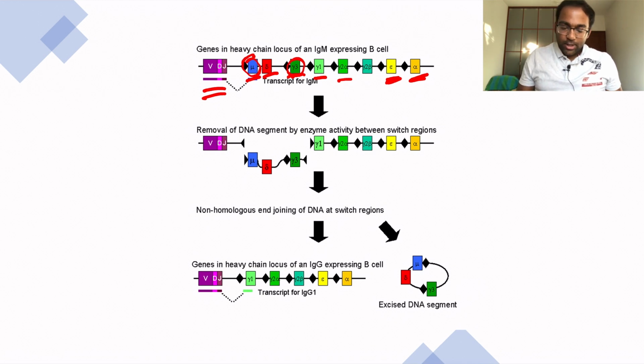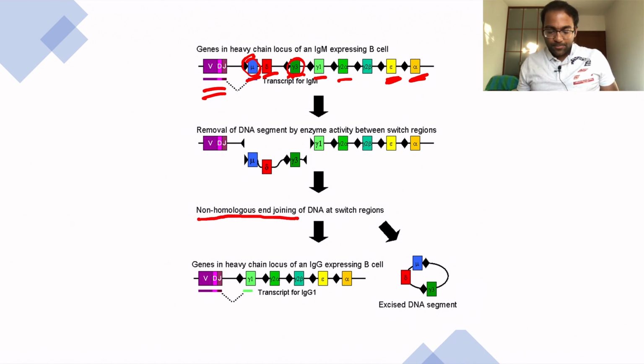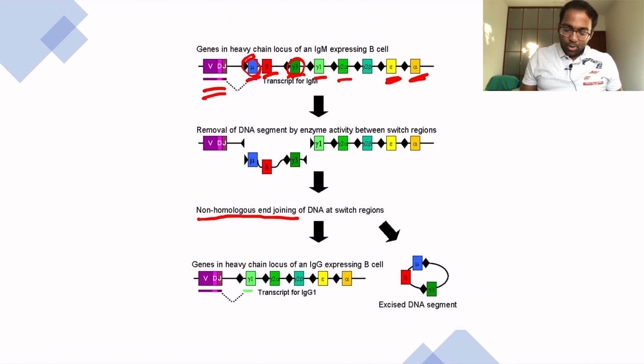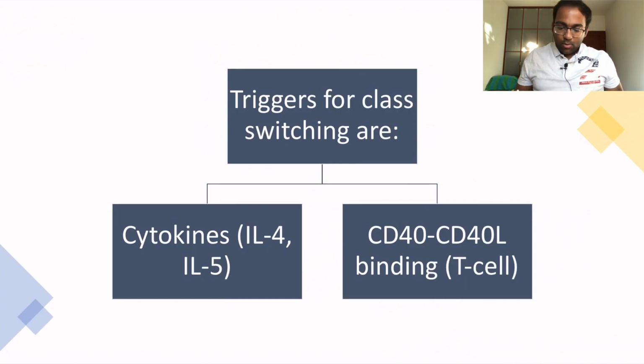It's very simple, right? Now you remove the DNA segment by enzyme activity, and then through a process of non-homologous end joining of the DNA, you put the constant gene and combine it with the VDJ gene. In this example, we combined the gamma 1 gene with the VDJ gene. So now this antibody would be called IgG1. So I hope you understand the class switching mechanism, why it's important, what it is for, and how the process works.